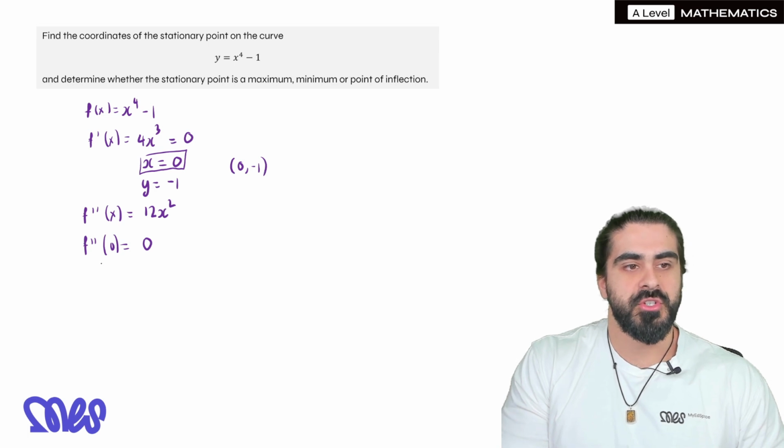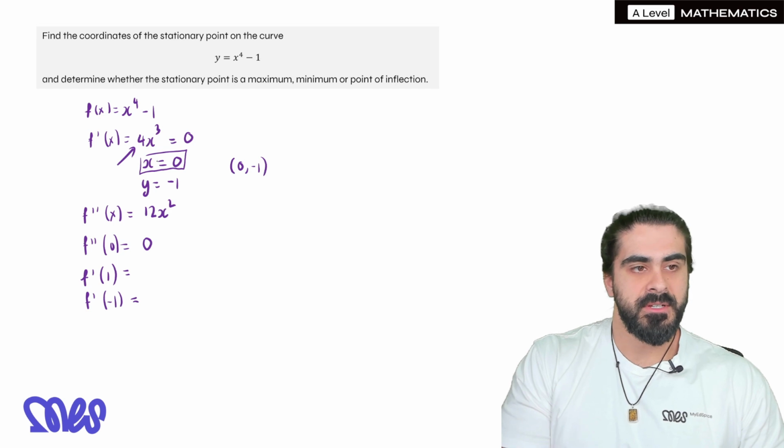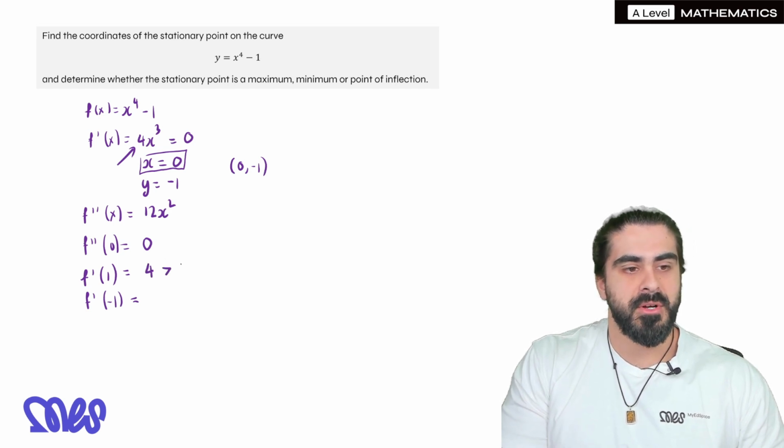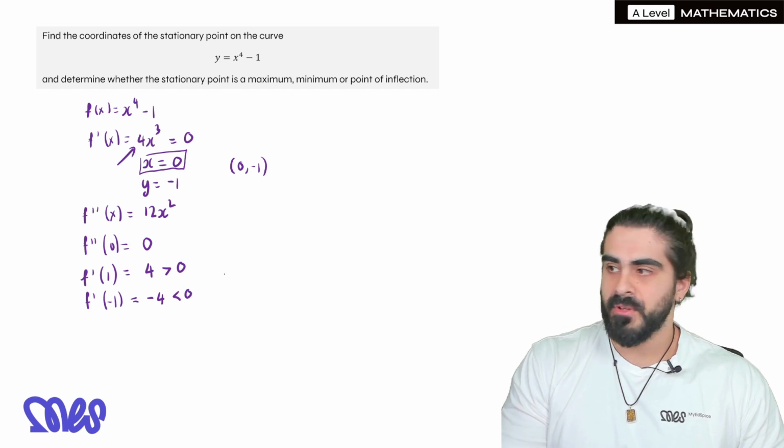So I think the good ones to choose would be minus 1 and 1. So let's check f dash 1 and f dash minus 1. Now remember we're subbing into here. So 4 times 1 cubed is 4. So it has a positive gradient at 1. Then at minus 1 you have 4 times minus 1 cubed, which is minus 4, which is less than 0.